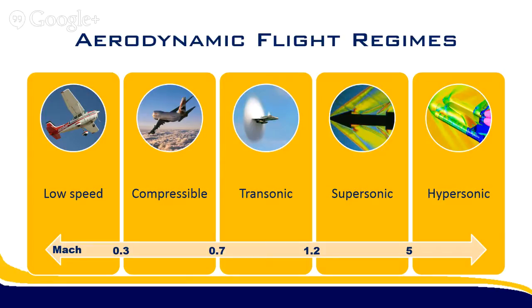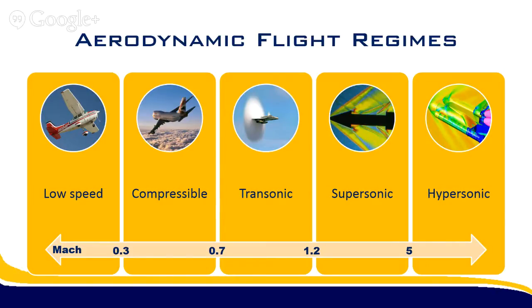Our next flight regime is transonic, Mach 0.7 to about Mach 1.2. Some really strange things happen in there. Of course, you have the sound barrier there. So we'll talk about that too. Then there's supersonic, which is you're going faster than the speed of sound. And then hypersonic, where you're going a whole lot faster than the speed of sound, so Mach 5 and above.